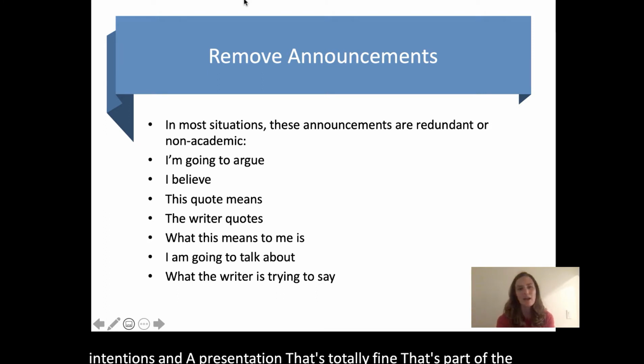In academic writing, or really in most kinds of writing, you'd want to avoid announcing your intentions because it's redundant and it doesn't sound scholarly. So get rid of these phrases. I'm going to argue, I believe, right? I believe is redundant anyway because we know you believe it since you're writing it.